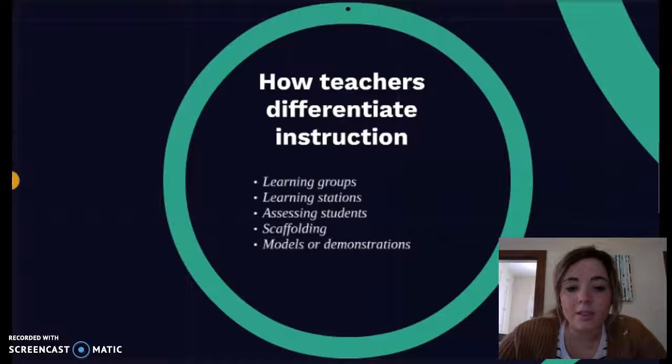Another way differentiated instruction can happen is through assessing students. This can be through your typical tests or assessments, or it can just be by seeing what each student likes or prefers and things like that. Scaffolding is a very good method as well. Really helps out the students. And another one is models or demonstrations. This is really good for the visual learners and those kind of learners. So by teachers doing this, they can really help out the students.